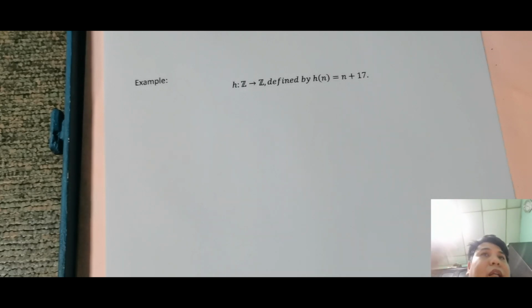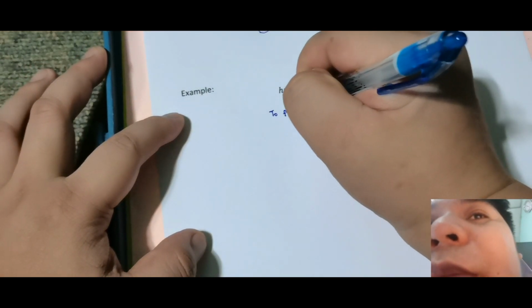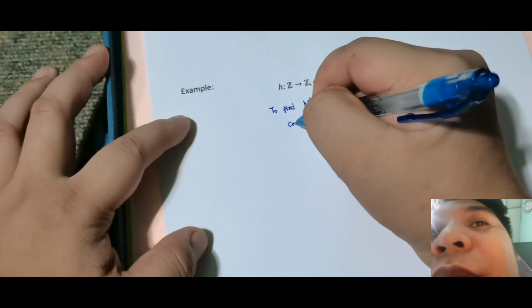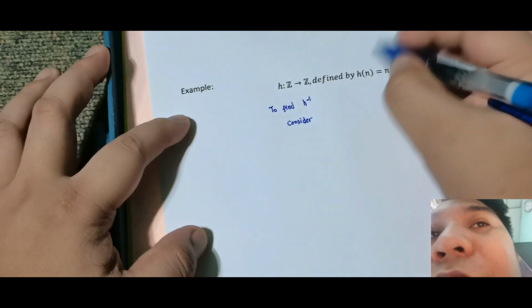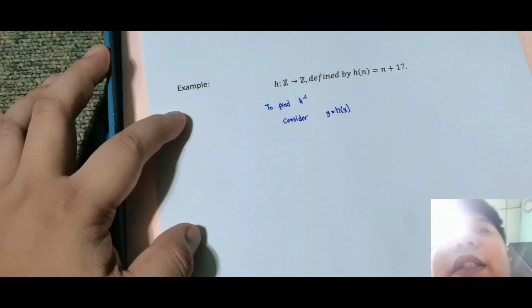Ulitin ko lang, in-explain ko na lang through words kasi gusto ko mapabilis itong video na to. Ngayon, since payag ka na siya ay onto, siya ay 1 to 1 at siya ay 1 to 1 correspondence, meaning nag-exist yung kanyang inverse. Ngayon, paano natin mahahanap yung inverse ng function? Okay, so to determine the inverse, to find H inverse, consider lang natin si y is equal to h of x.